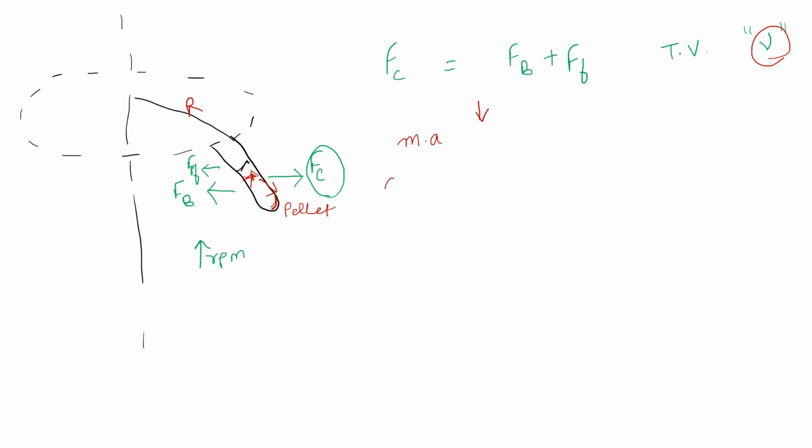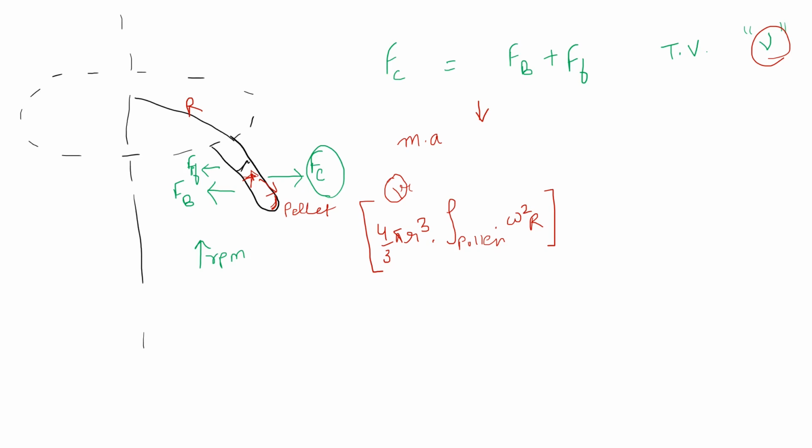So let's consider that your pollen is spherical and it has a radius small r. So the volume of the pollen would be 4 by 3 pi r cube, which is the volume of the sphere, into the density of the pollen into the angular acceleration, which is given by omega square r, where r is the radial distance of the pollen from the center of rotation and omega is the angular velocity.